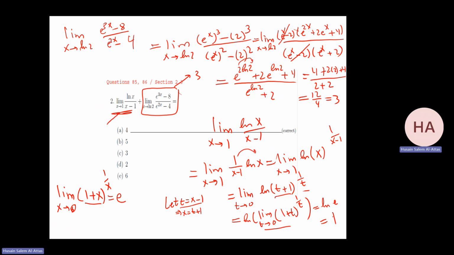So this goes to 1. So this limit will be 1 plus 3, which is 4. So this will be my answer.